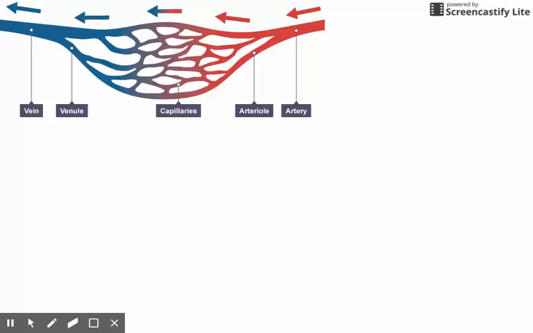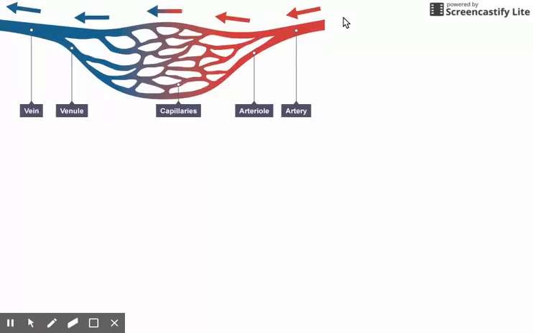If those valves fail, these one-way valves, then you can end up with blood pooling in your veins and stretching the walls and forming what's called a varicose vein. So those valves end up being very important in preventing that blood from backing up back into the capillary beds.